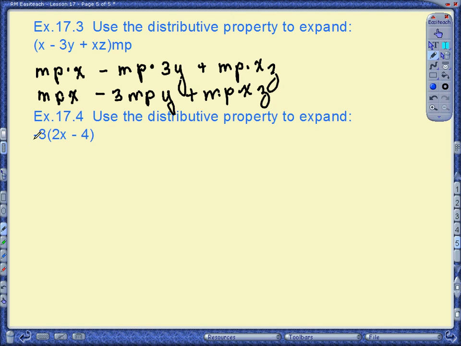Now we have a numeral instead of a variable that has to be distributed to each term in the parentheses. We're going to do -3 times 2x minus -3 times 4. This is the minus from here. This is the negative that's with the 3. -3 times a +2x is a -6x. Double negative is going to make that product positive, and 3 times 4 is 12, and that's your answer.